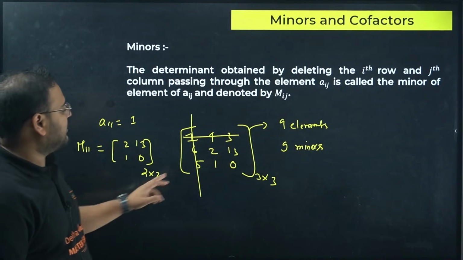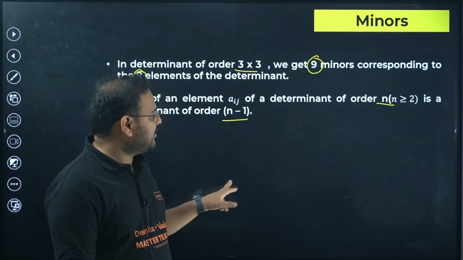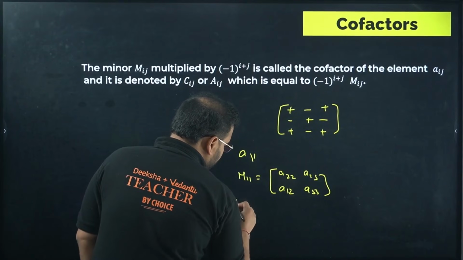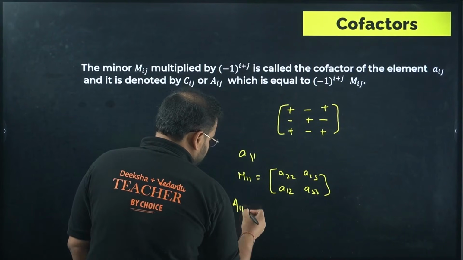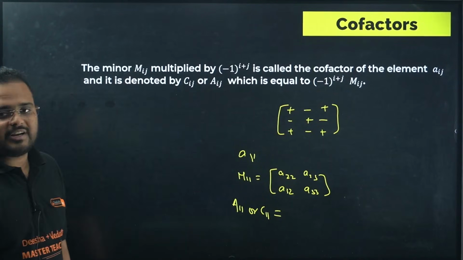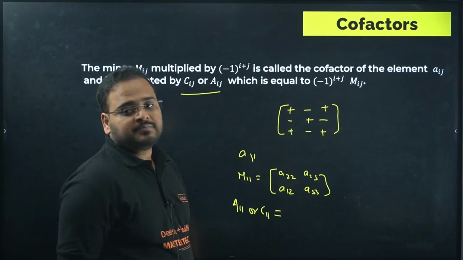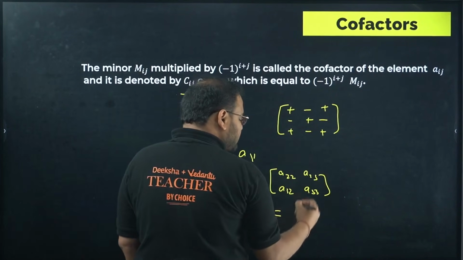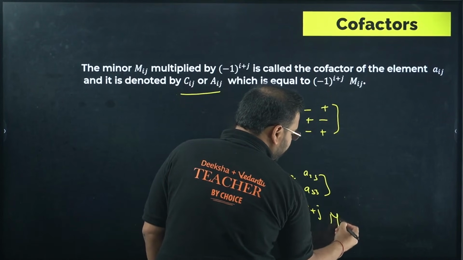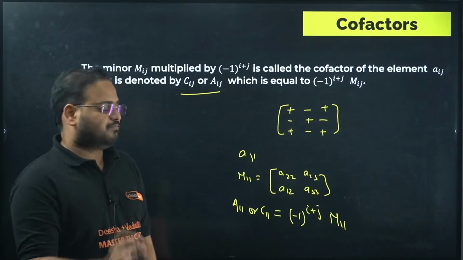Somewhere I wrote this, right? This is A22, A23, A32, A33. Same thing I've written over here. That's my M11. What about A11? A11 represents, or sometimes we write this as Cij also, or C11, because we're talking about cofactors. So cofactor has two symbols, either C11 or A11. And how do we write that? Combine the minor with the sign, minus 1 power i plus j times M11, meaning just attach the sign of that element to the minor.